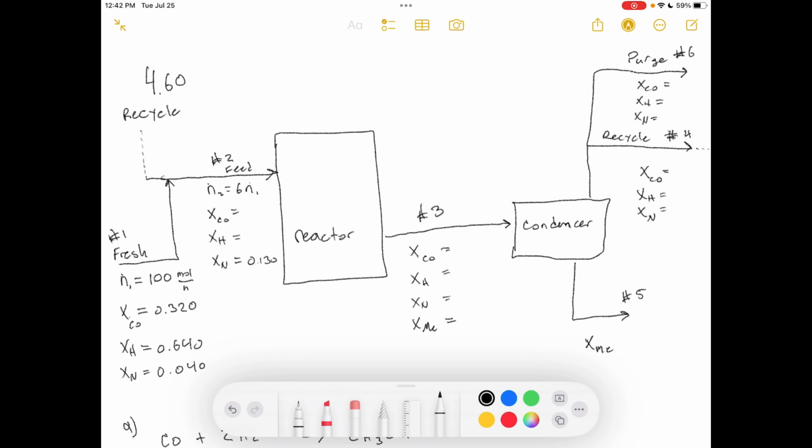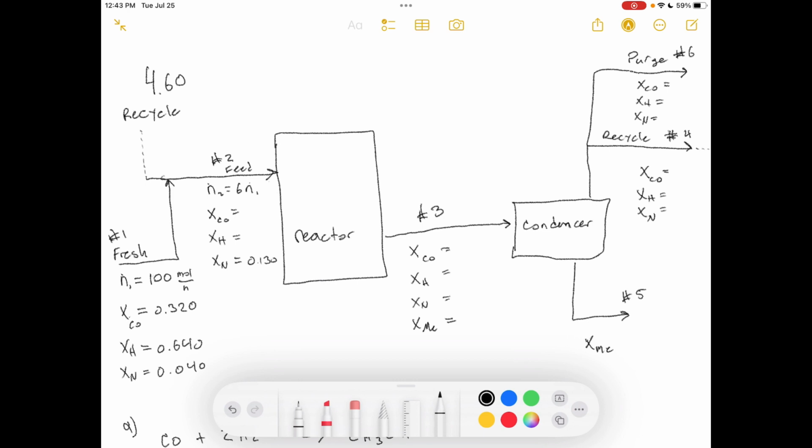So, sit back, grab a notebook, and let's dive into today's problem. Today we're working out of Elementary Principles of Chemical Processes, 3rd edition, and we're doing problem number 4.60. The problem statement says methanol is synthesized from carbon monoxide and hydrogen in a catalytic reactor.